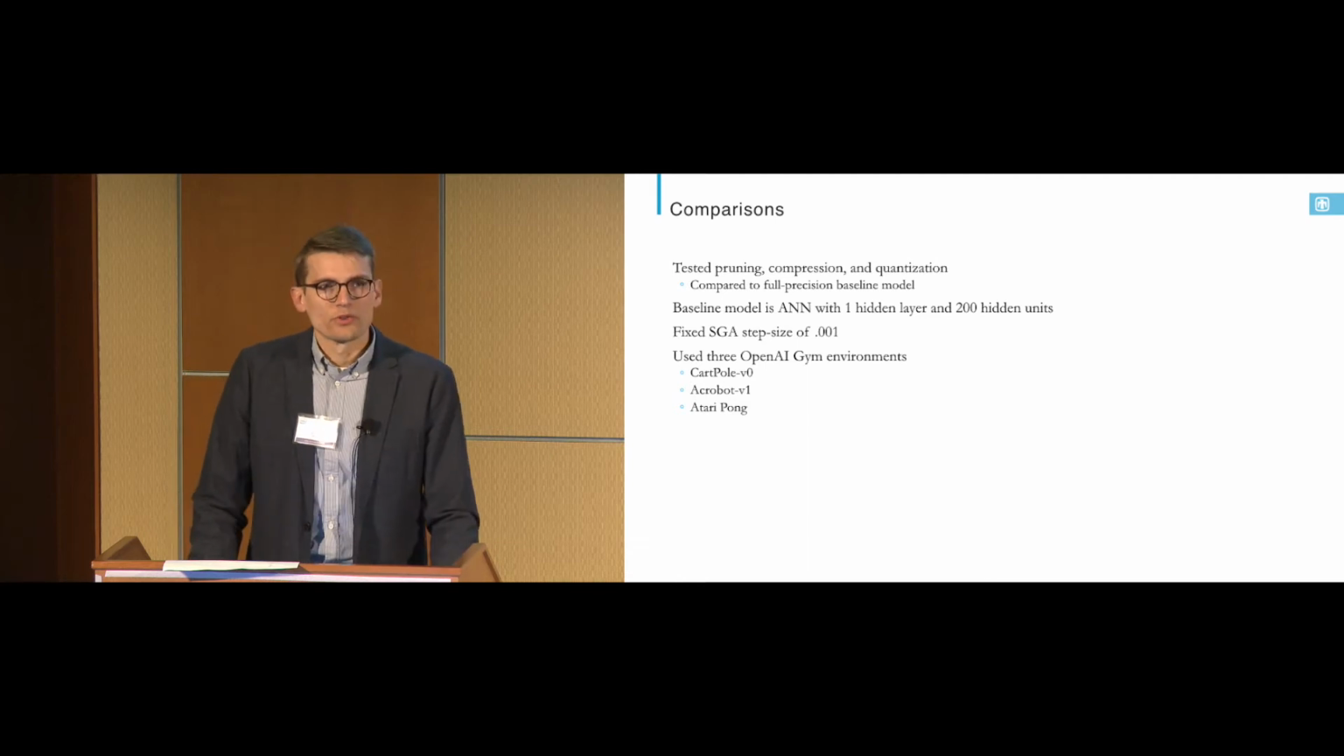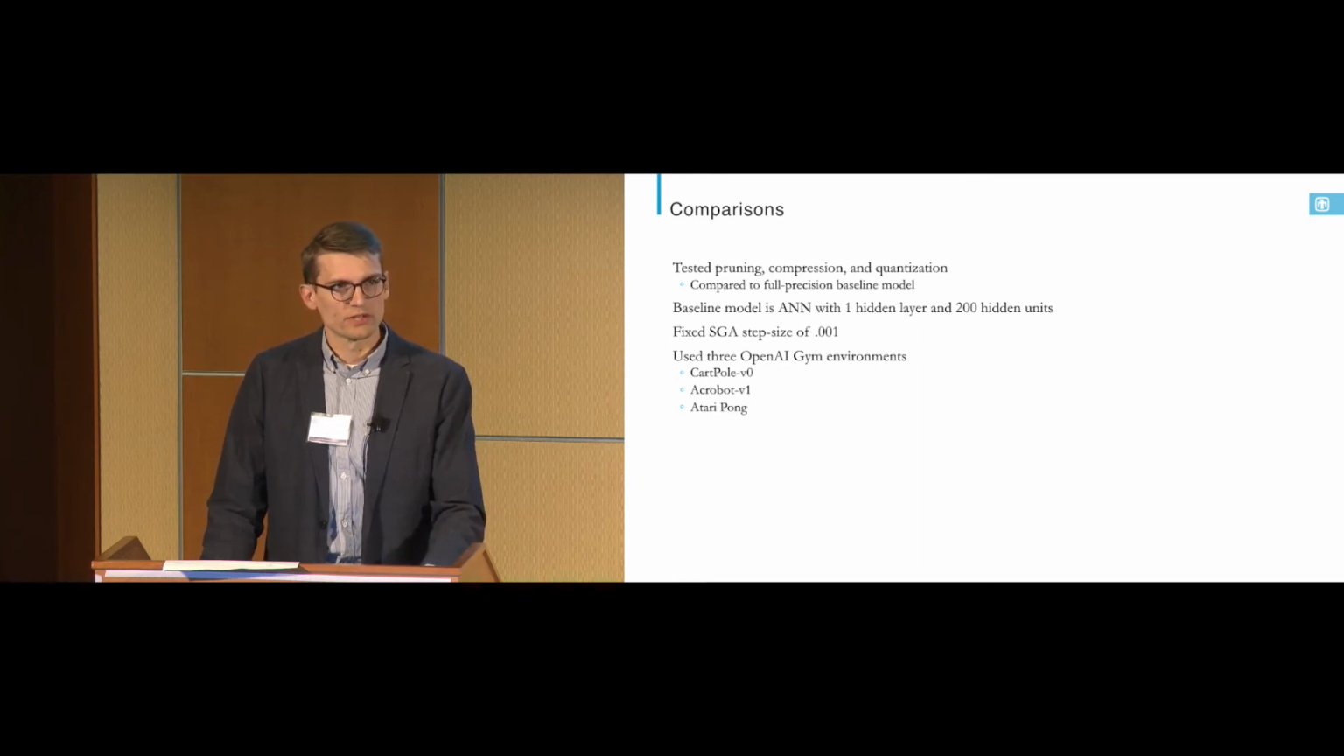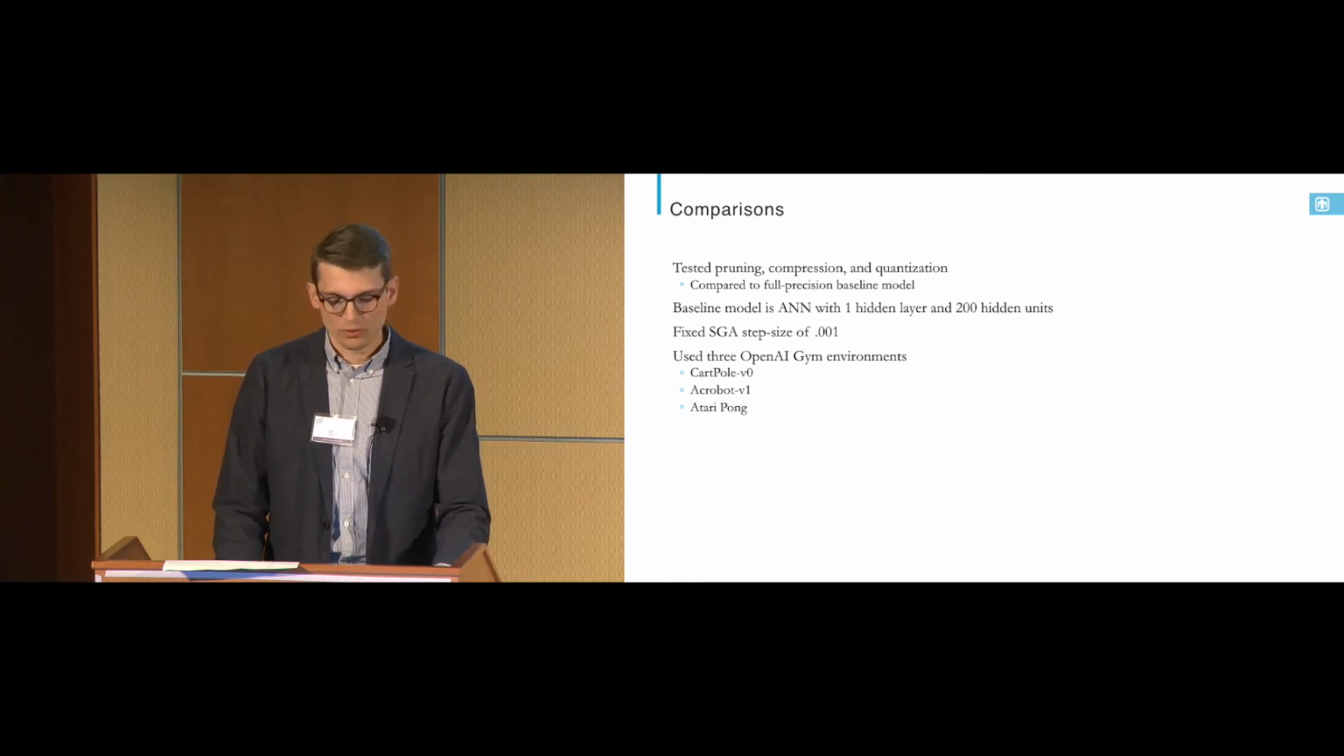All right, so now I'm going to get into some of the comparisons that we did. We have a full precision neural network that's trained to perform 3 separate tasks. The neural network has a single hidden layer with 200 units. We're going to use a fixed step size for the stochastic gradient ascent, and we're going to apply simple or vanilla policy gradient to 3 OpenAI Gym tasks.